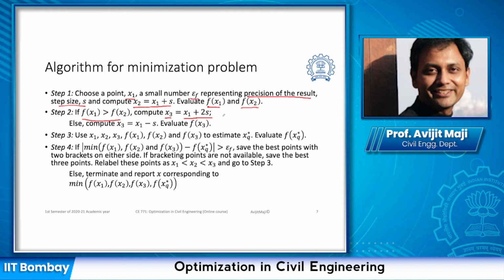If we find the other way, which means the objective function value at the second point x2 is larger than the objective function value at x1, then we need to go in the negative direction, and in that case my third point x3 is going to be x1 minus s. Once we find the x3, we need to evaluate the function value at that point. These two steps are needed if we do not have the bracket.